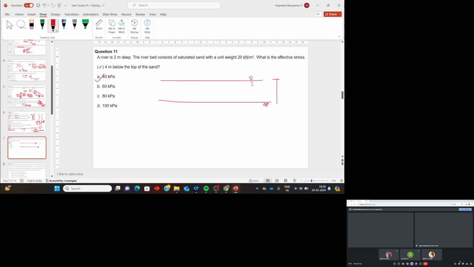And this is given as 2 meters and unit weight is 20 kilonewton per meter cube. Obviously this whole strata will be saturated, and we need to find at a point, for example, let us keep the point A at 4 meter.